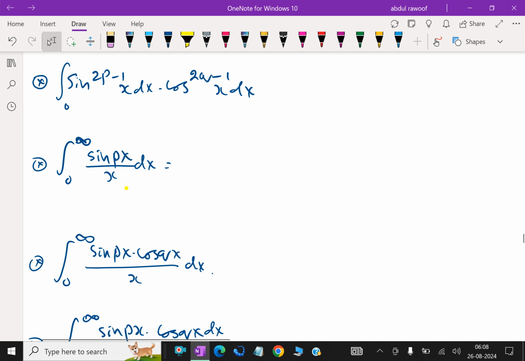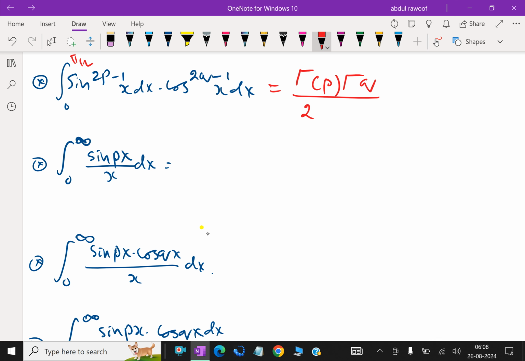Next result, the integral from 0 to pi by 2 of sin power 2p minus 1 x into cos power 2q minus 1 x dx, which is equal to factorial of p into factorial of q over 2 into factorial of p plus q.